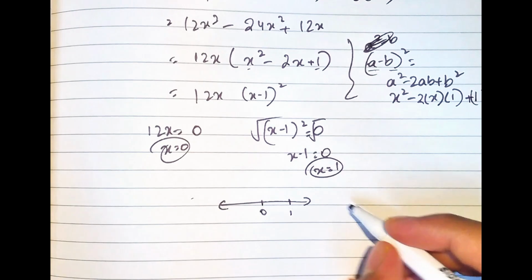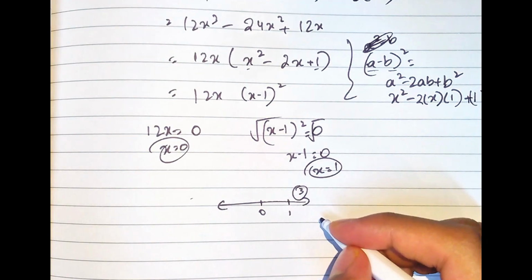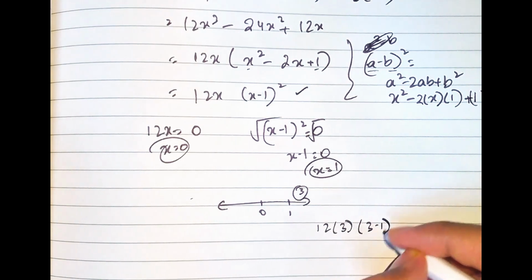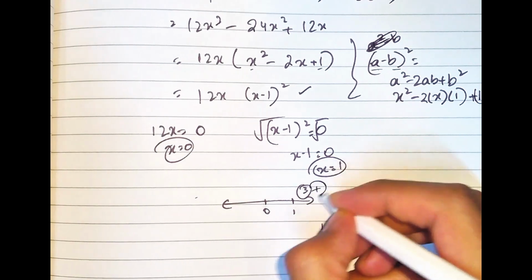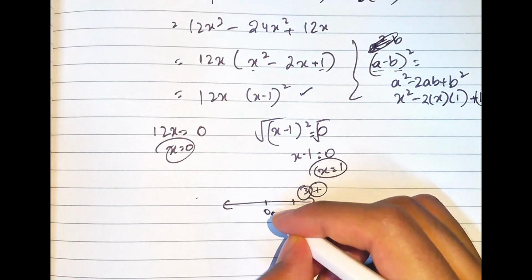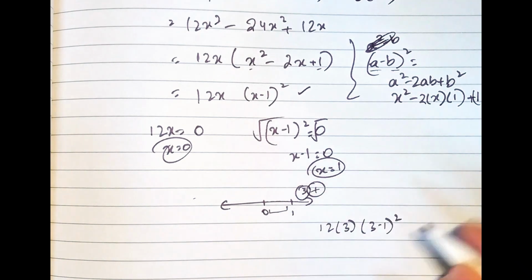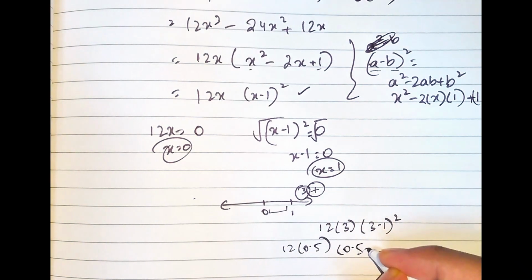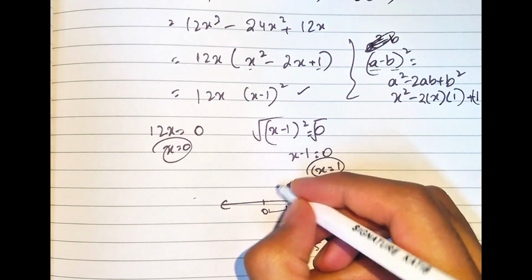What will happen if the graph is increasing? Let's take a test point 3. Let's put it in over here: 12 times 3 times 3 minus 1 whole squared will be 72, which is positive, so we have a positive value over here. Then what will happen between these values? Between 0 and 1 we have 0.5, so let's try 0.5. So 12 times 0.5 times 0.5 minus 1 whole squared will give us 1.5, which is again a positive value.